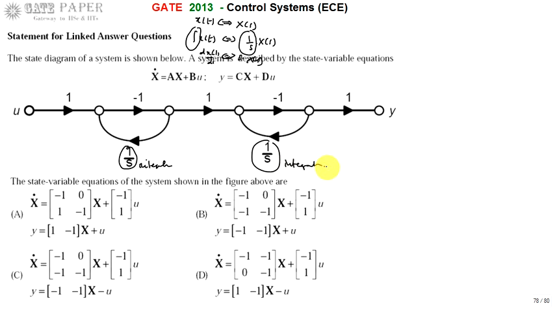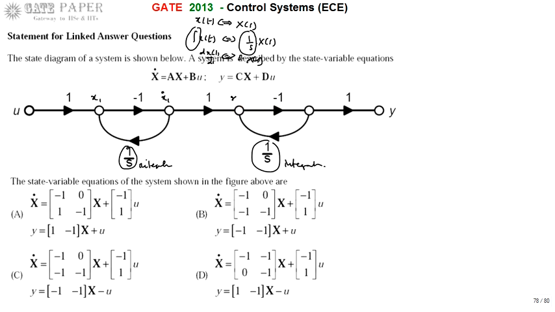Integrator, okay. So now we have to choose the nodes. Let us assume this is x1. This node can be the differentiation of x1, so the differentiation and integration get cancelled, and you get x1 itself. So this node can be written as dx1 by dt, and dx1 by dt can be represented as x1 dot.